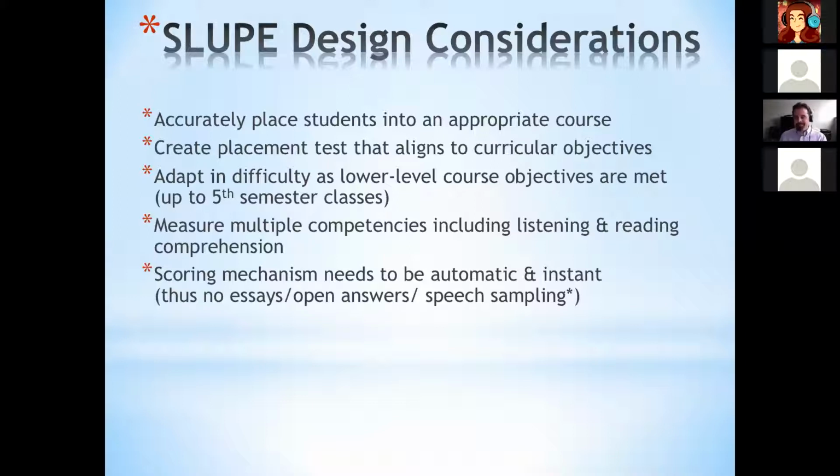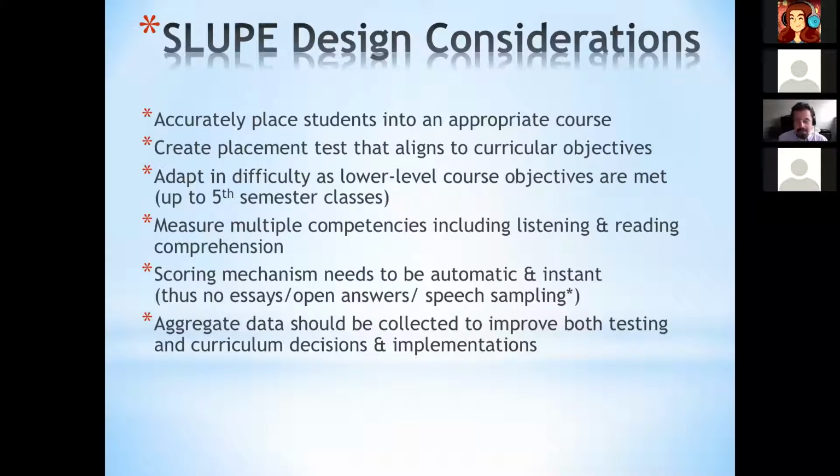And of course, here we wanted to make sure that we didn't need any human intervention when reviewing these tests. So the scoring mechanism had to be automatic and instant. So no human review of reading student essays or having questions that were too open-ended, or at the time, at the time, there was no real good way to do a speech sampling that was automatic. Another goal was to take all this data that we collected from the student test takers and use it to inform our curriculum and to inform revisions to the test itself.